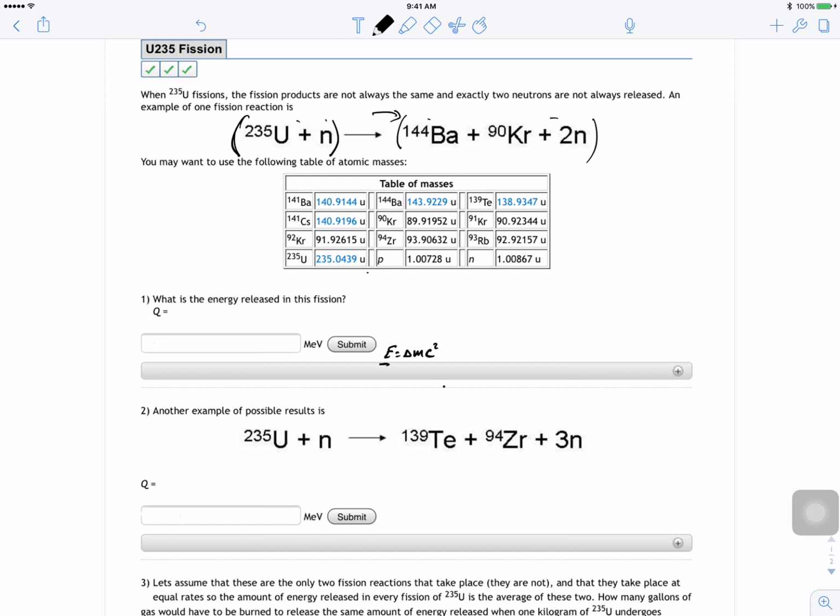So delta m will be equal to the atomic mass of the U-235, which is here, 235.0439, and then we add the neutron to it.